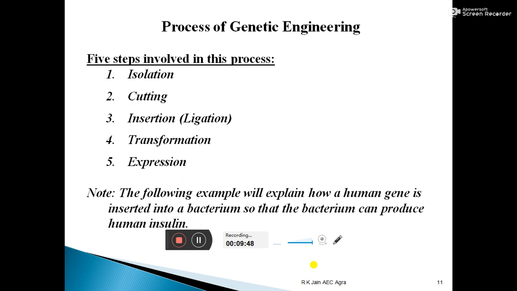There are five basic steps in the process of genetic engineering. The first is the isolation of the foreign gene. Another is the cutting of the gene at a specific site. The third step is insertion, or ligation. The fourth is transformation, and the fifth is the expression of the recombinant gene in the host cell. We will discuss this by taking an example of a human gene inserted into a bacterium.